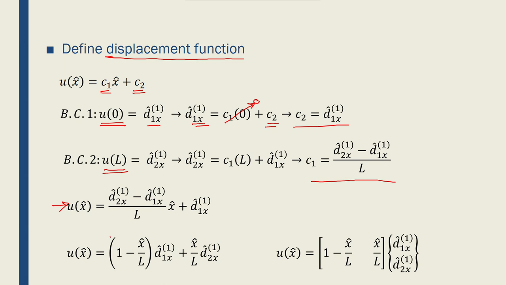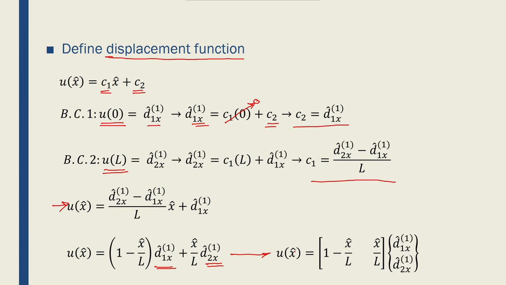And then we arrange the displacement function like that to have D1x1 and D2x1 separately. And we found that the displacement function becomes 1 minus x hat over L times d1x1 plus x hat over L times d2x1. And this has the advantage of being written in a matrix format like this.